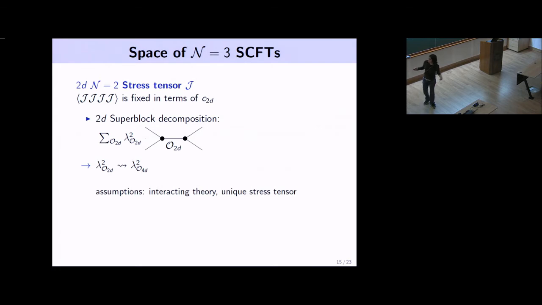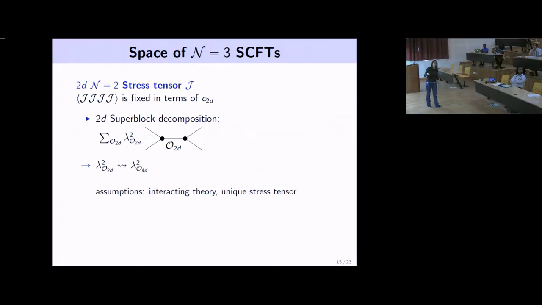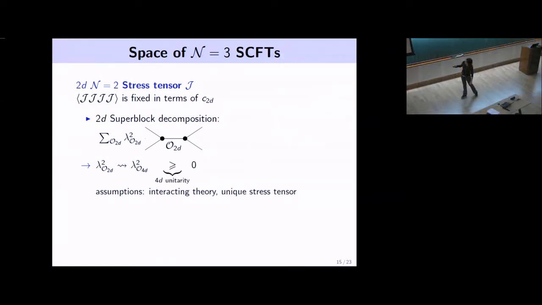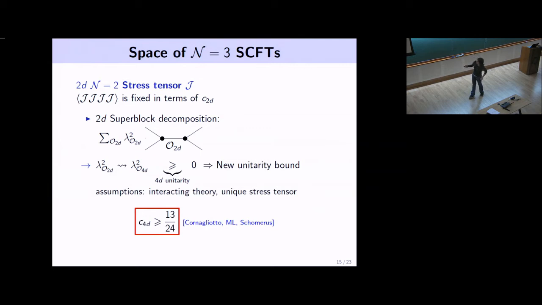But while the 2-dimensional theory was non-unitary, the 4-dimensional theory is. So I should still impose that the 4-dimensional theory satisfies unitarity. And in doing this lifting, I had to make some mild assumptions. I assumed that I had an interacting theory with a unique stress tensor. Okay, but this is not guaranteed. Not all these numbers will be positive. And actually demanding that all these numbers are positive will give you a new unitarity bound for 4-dimensional theories with N=3 supersymmetry. So this is the bound you get.